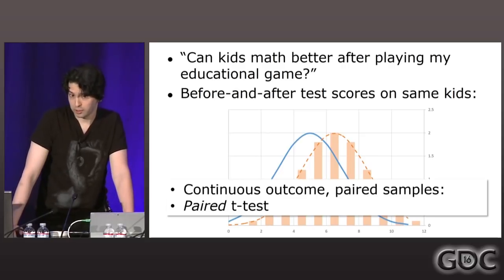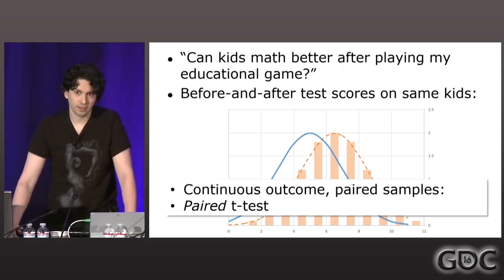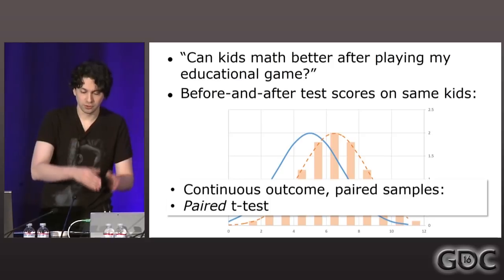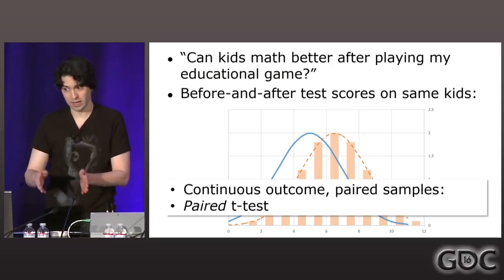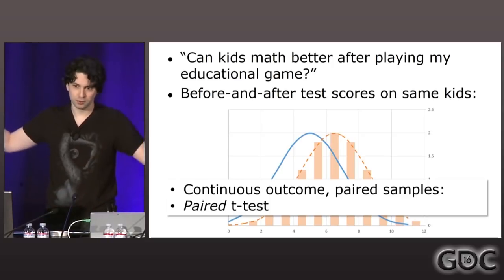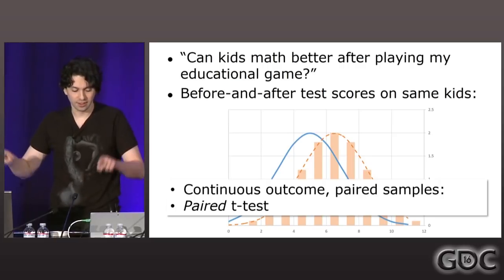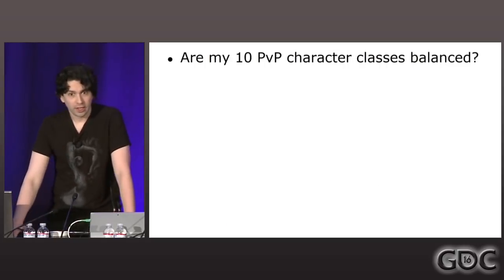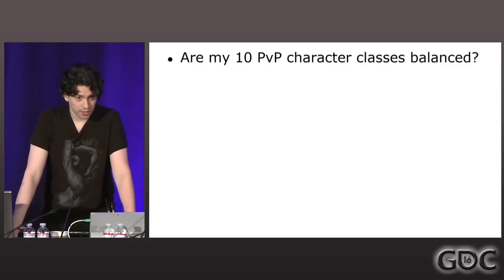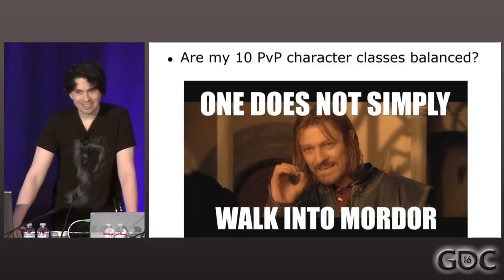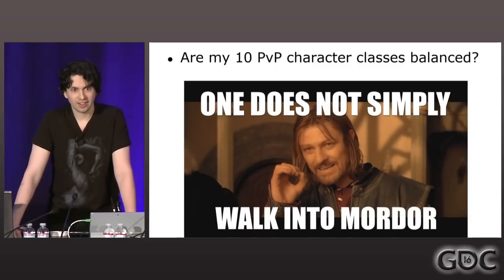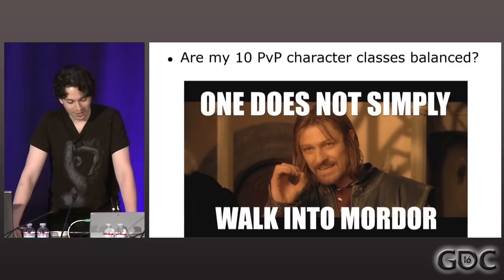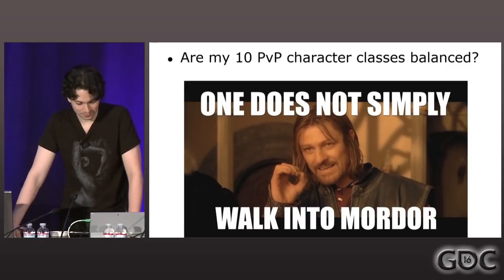If you were to compare a control group and an experimental group, you would calculate the difference between before and after for every student from the control, the difference between before and after from every student for the experimental, and you would do an independent t-test on the differences. We're making a game with a lot of PvP character classes. Are they balanced? Seek adult supervision. Can't do it with the math I've shown you, but you can do some further reading.